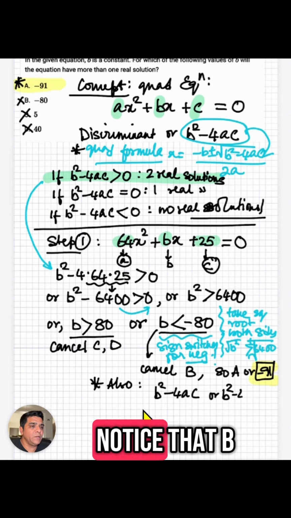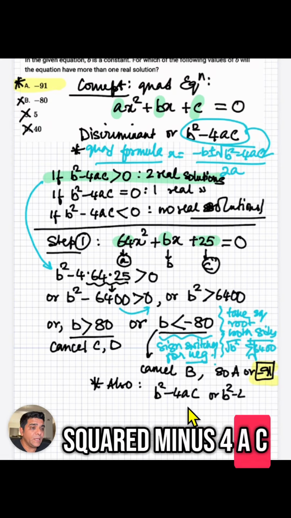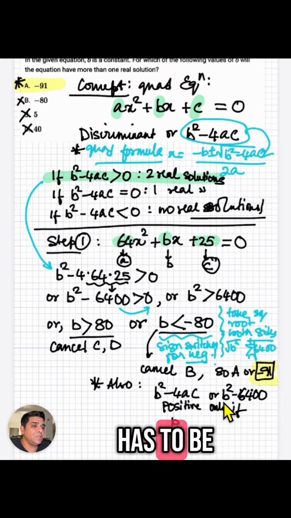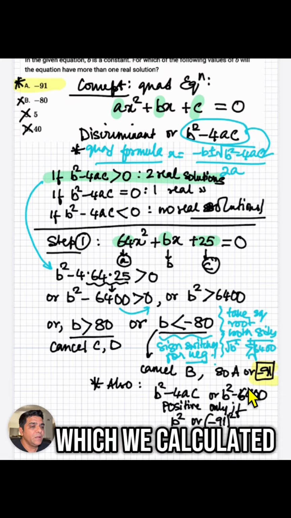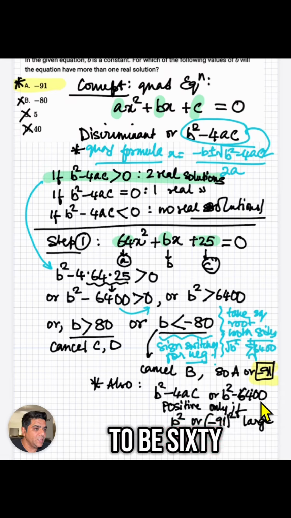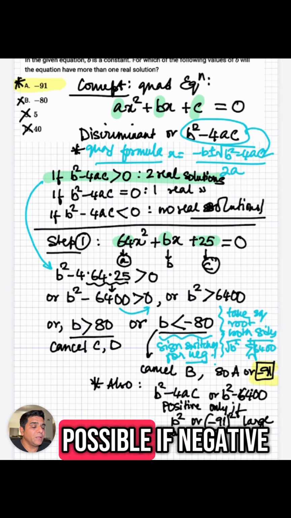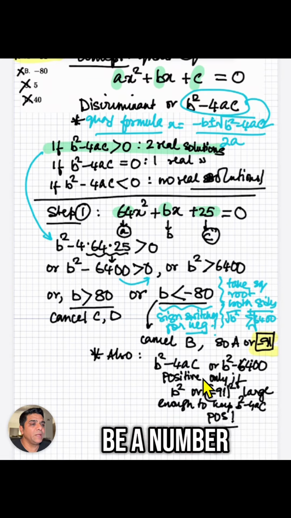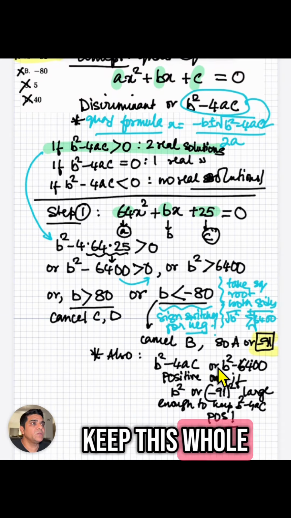Also, just quickly notice that b squared minus 4ac, in order for this to be positive, b squared has to be greater than 6400, which we calculated 4ac to be. So that's only possible if negative 91 is the right answer, because negative 91 squared is going to be a number large enough to keep this whole thing positive.